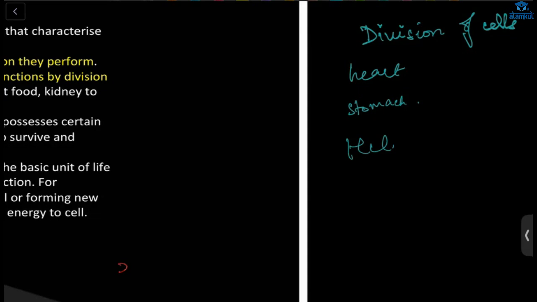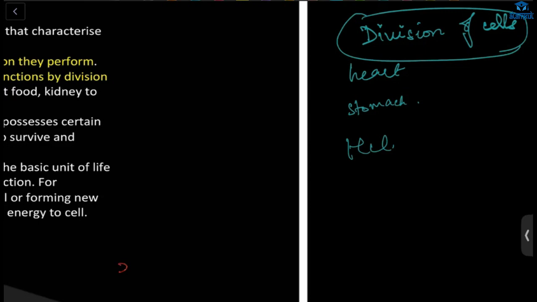So this chief cell and this parietal cell, these all cells are of different shape and different types, and they do their work. Their function is different. Then the skeletal muscle will be having striated muscles, which help in the contraction, so it is used to perform movement and locomotion. So this is what we call division of labor.